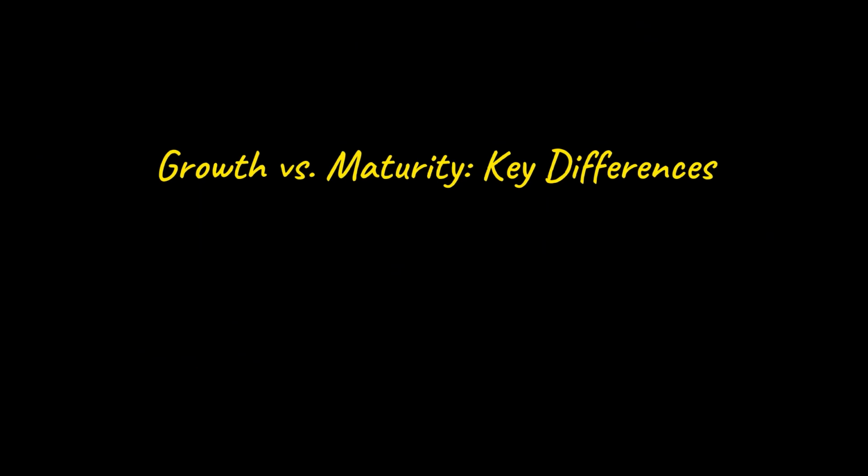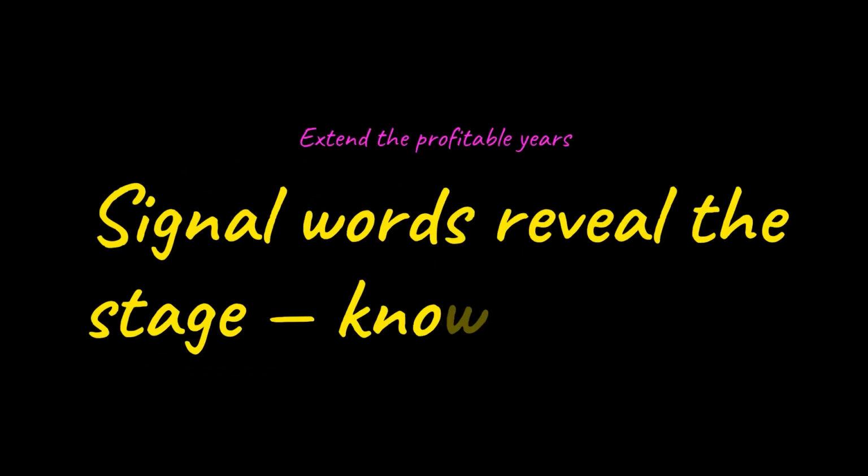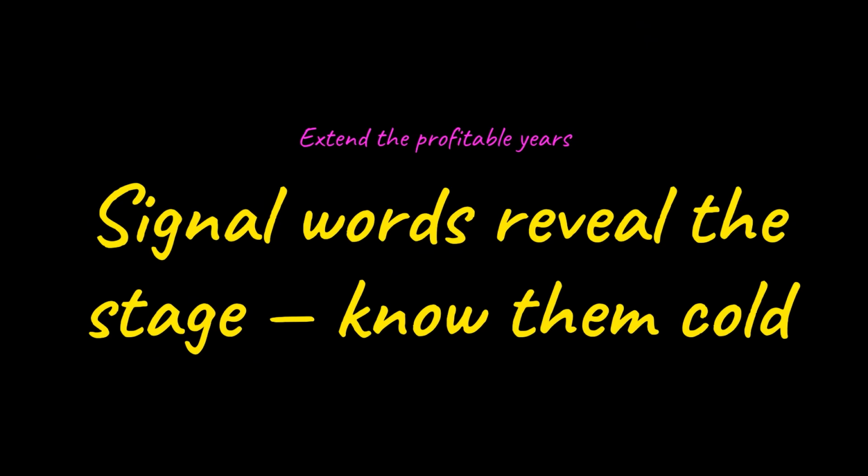Growth features rapidly rising sales, the arrival of first profits, and new competitors entering the market. Maturity features a sales plateau at peak levels and fierce competition among established rivals fighting over a fixed pool of customers. Marketers try to stretch a product's profitable life through extension strategies like finding new uses, attracting new users, or refreshing the packaging. But first you have to know which stage you're in, and the signal words make that clear.